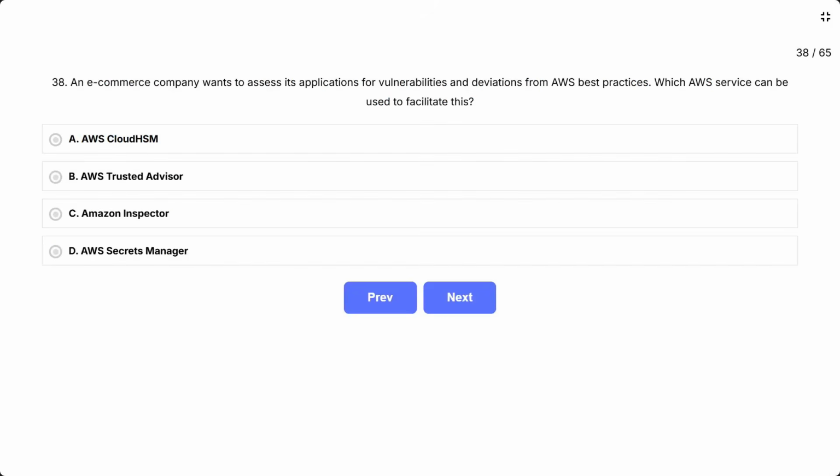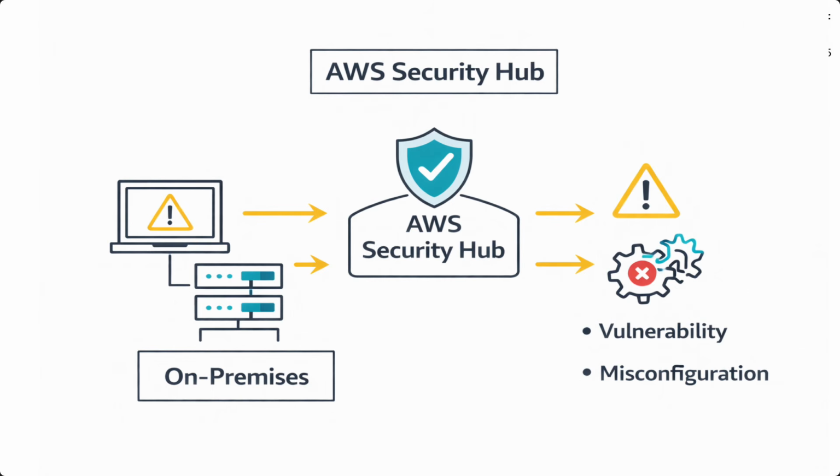Question 38. An e-commerce company wants to assess its applications for vulnerabilities and deviations from AWS best practices. Which AWS service can be used to facilitate this? A. AWS CloudHSM. B. AWS Trusted Advisor. C. Amazon Inspector. D. AWS Secrets Manager. This question is asking which AWS service scans application workloads for security vulnerabilities and misconfigurations.